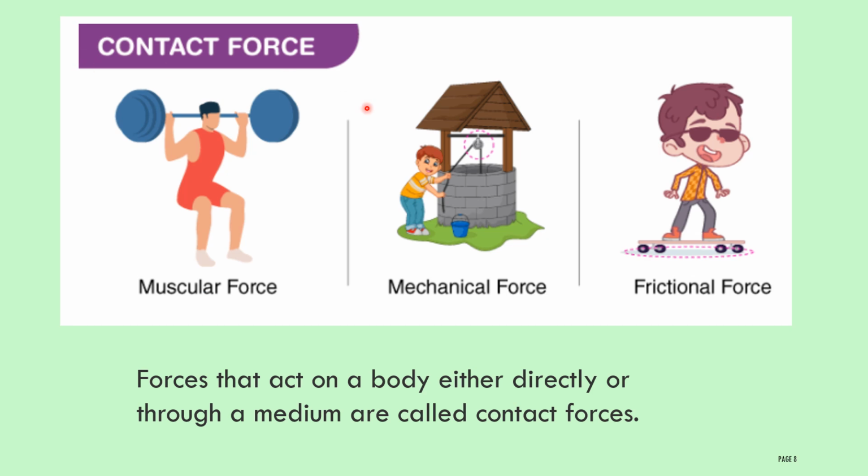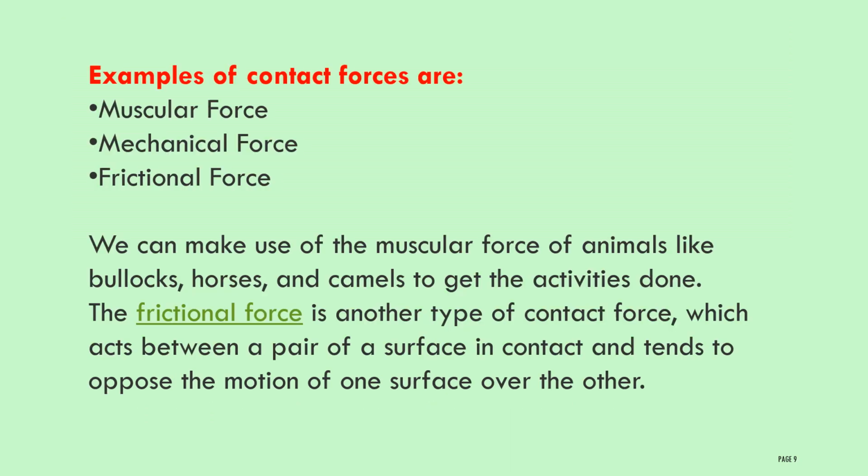Therefore, in general, contact force is nothing but when two objects are in contact with each other, one will exert a force on the other object. It will make the object do some work. That force we will call a contact force. Examples of contact forces are muscular force, mechanical force, frictional force. We can make use of the muscular force of animals like bullocks, horses, camels to get some activities done.